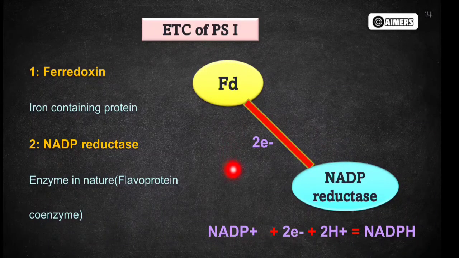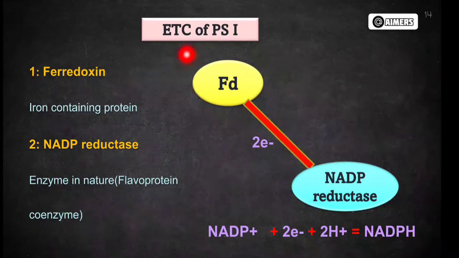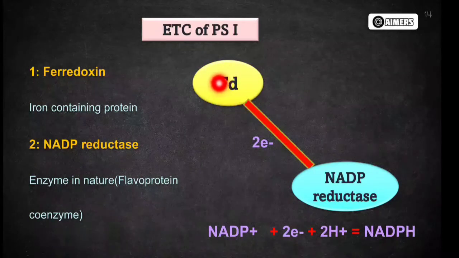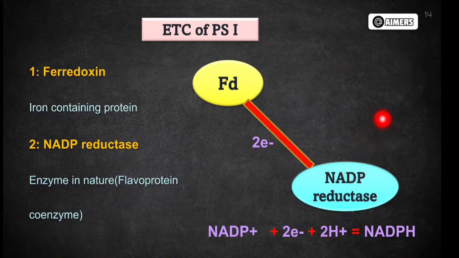The electrons excited from chlorophyll A, P700 of photosystem I are accepted by the primary electron acceptor, and then pass on to a series of electron carriers. The first electron acceptor in photosystem I is ferredoxin, and the final electron acceptor in photosystem I is NADP reductase. So electrons from ferredoxin transfer to NADP reductase, and do remember these are high energy electrons.